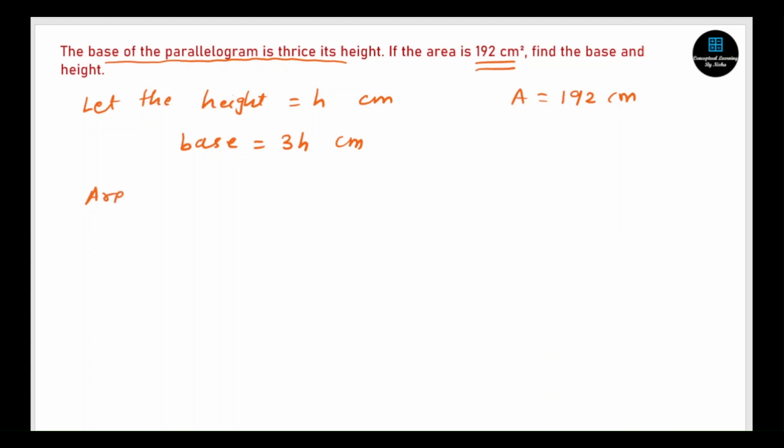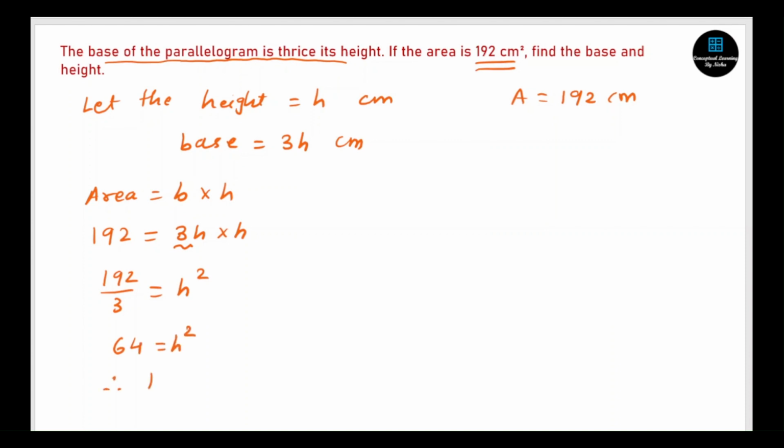So area equals base times height. Now base is 3 times h, so 3 times h times h. Now area is given as 192. Again, students don't know how to solve this. So first of all, 3 is in multiplication with h and h. Right. So what I have to do? First of all, I have to divide both the sides by 3. So 192 divided by 3 equals h into h, which is h square. When I simplify this, I'll get 64 equals h square.